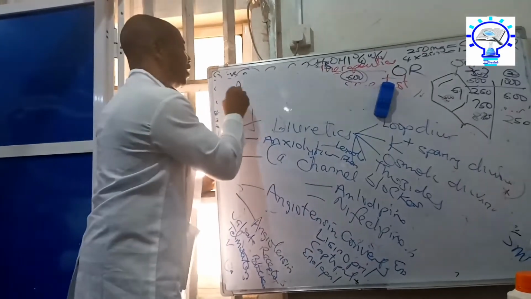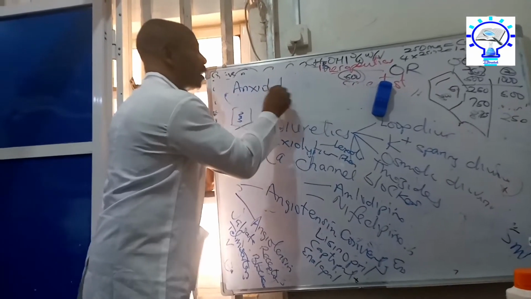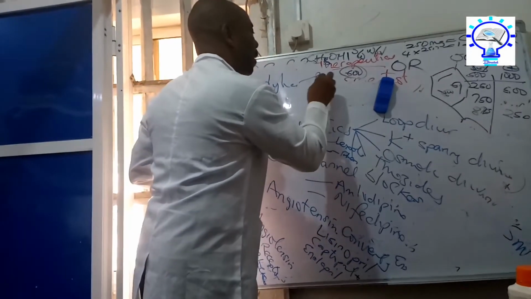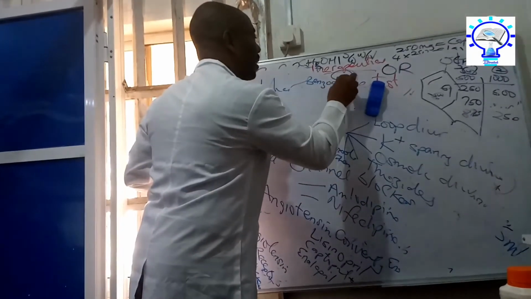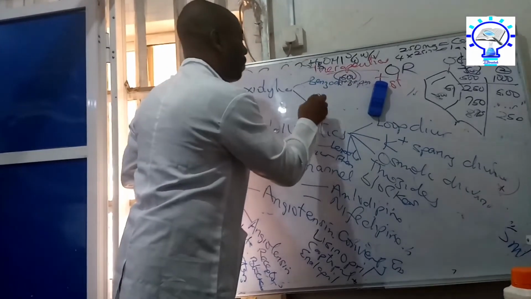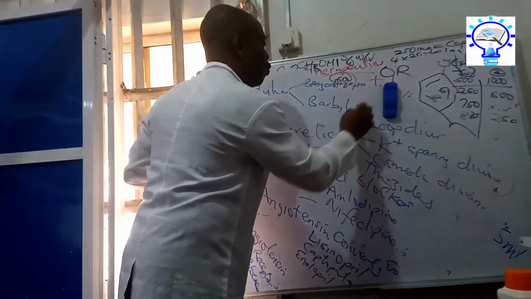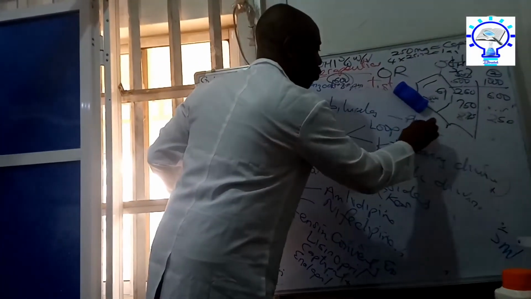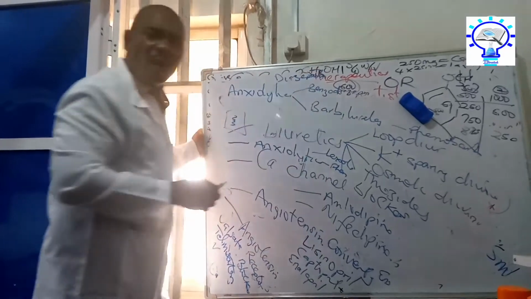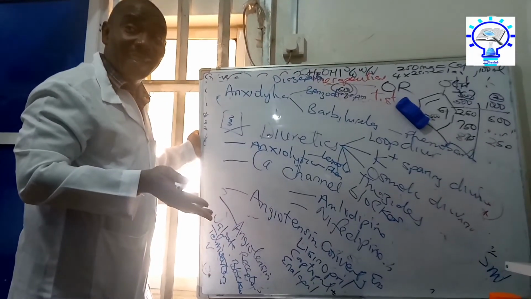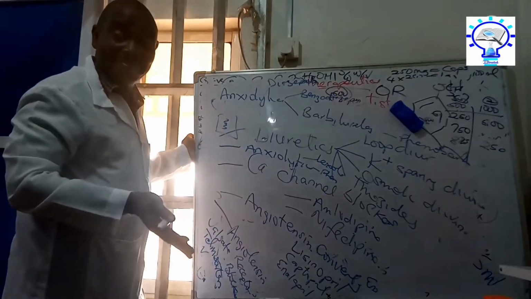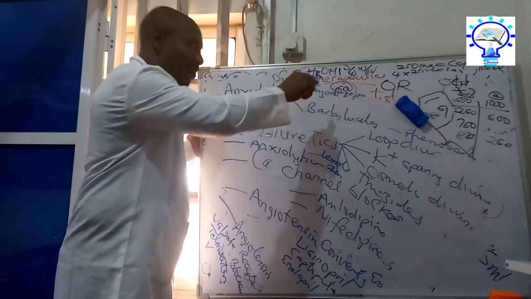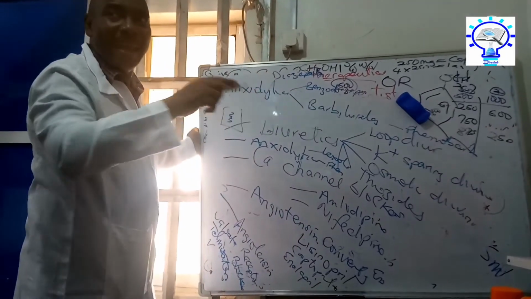Anxiolytics. There are 2 types. One is benzodiazepines. The other one is barbiturates. Phenobarb is in this class of barbiturates. It's a chemical name. The true name is called what? People have heard of Valium 5. Valium is the trade name. The chemical is diazepam.